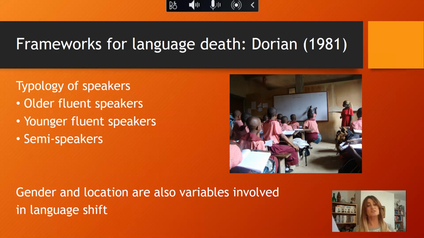Also, gender and location are variables involved in language shift, which Dorian and other authors as well have noticed. Typically, female rural speakers are more conservative than, for example, male urban speakers, and older people too, as we've established. And these are children in a school classroom in Cameroon, which I visited.